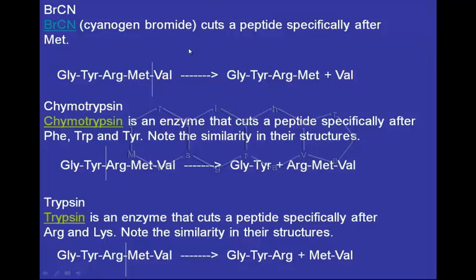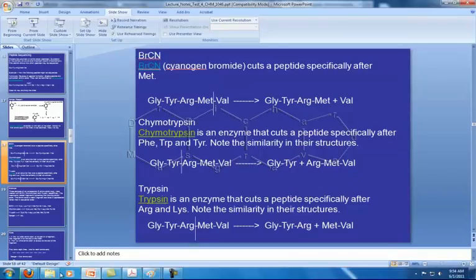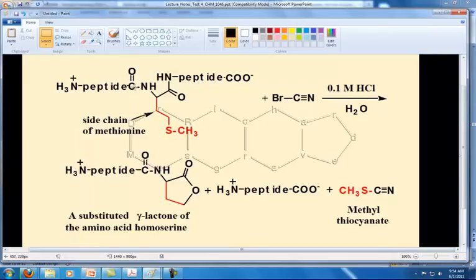Cyanogen bromide is a chemical treatment that allows you to cut an amino acid peptide chain specifically after methionine. So if you reacted this peptide with cyanogen bromide, it would break after methionine, leaving this peptide plus valine. Just to give you a very brief look at the reaction itself, you can see it's a chemical process that specifically interacts with the methionine side chain. That's what the side chain looks like here. And then it breaks the peptide apart at methionine, but just after the methionine specifically.